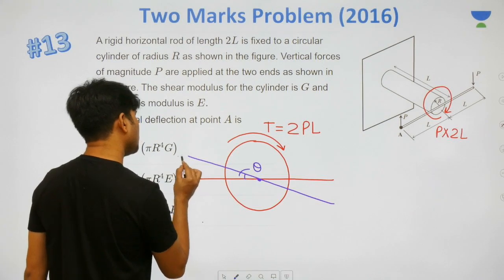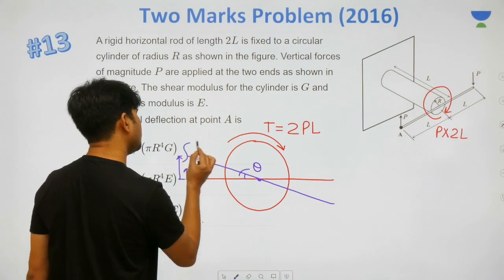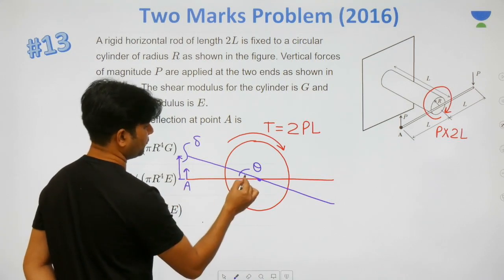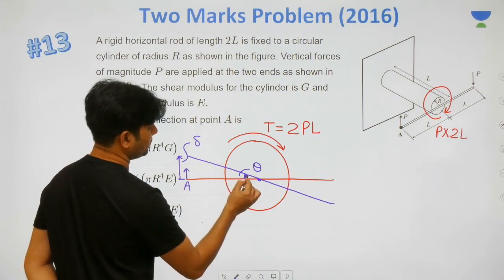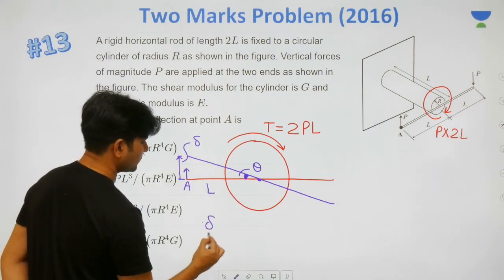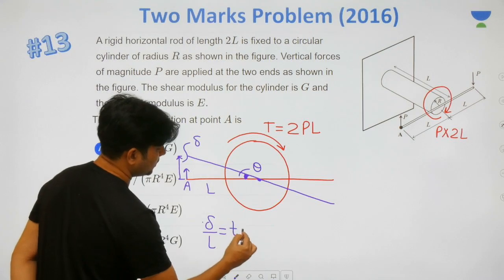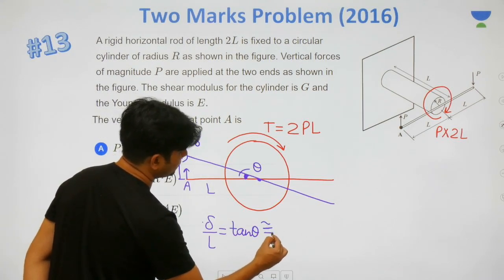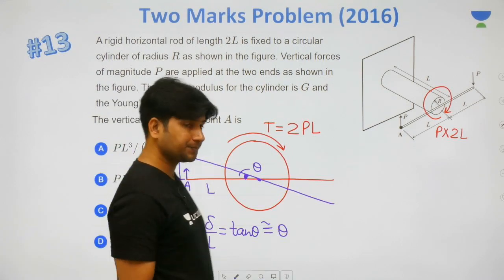Can you relate this linear displacement at the end of the lever with the angle of twist of the shaft? We can very clearly relate this. From the triangle, we can see delta divided by L is equal to tan theta. If theta values are very small, we can write this as theta.